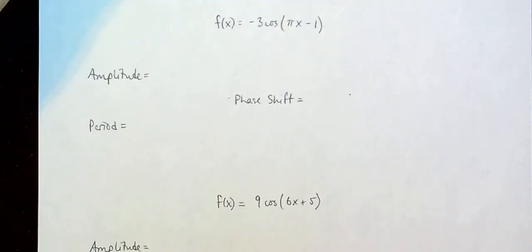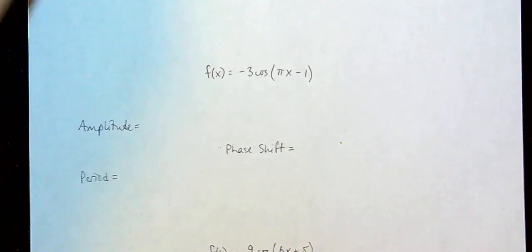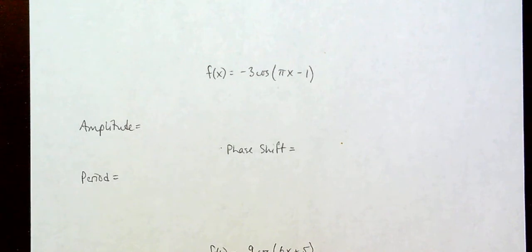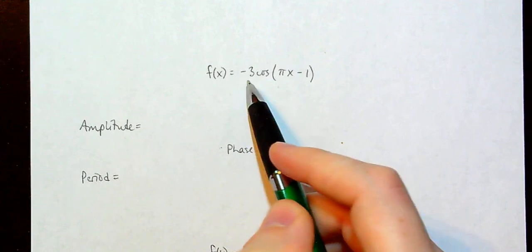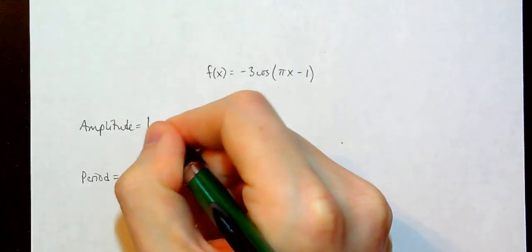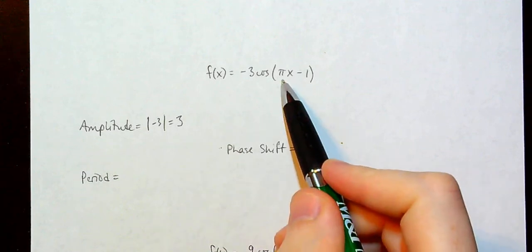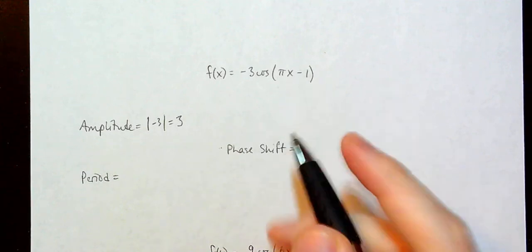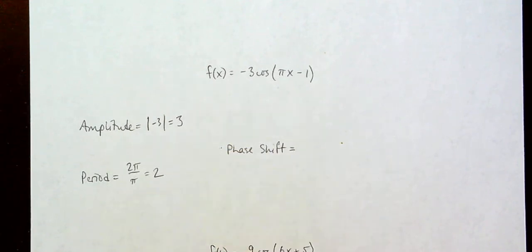Here's another one here. Negative 3 times the cosine of pi x minus 1. Again, if you need to, underline and highlight and label what are your A, B, and C values. Amplitude, the absolute value of the number in front of your trig function. So absolute value of minus 3 is equal to positive 3. The period, 2 pi over B. B is the number that's in front of your variable x. So I have 2 pi divided by pi, or just 2.